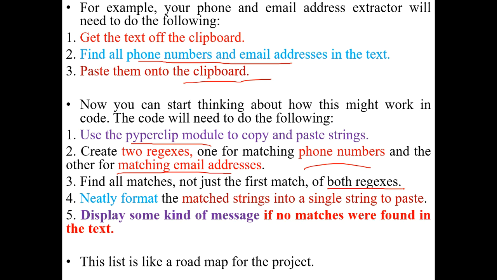After matching, it has to neatly format the matched strings into a single string to paste. For that purpose we are going to use a function which is join. When it matches multiple phone numbers or multiple email addresses, using Pyperclip's copy operation, it is not possible for us to copy them separately. In order to copy, it should be a single string for the copy and paste operation. Because of that reason, in our program we are going to use the join method.